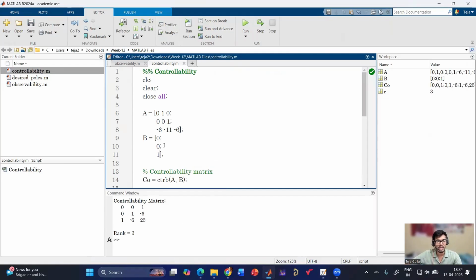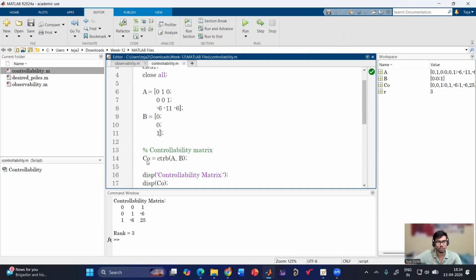So B is 0 0 1. So the first column will be 0 0 1. The next one is A into B. Although we can calculate it, I have skipped it. So this is AB, this is A square B, and then the rank is 3 because the determinant of C naught is not 0. We can see that these two are 0, so this is multiplied by -1. So the determinant is basically -1, which means it is non-zero, which means the rank is 3. So the rank of this is 3.